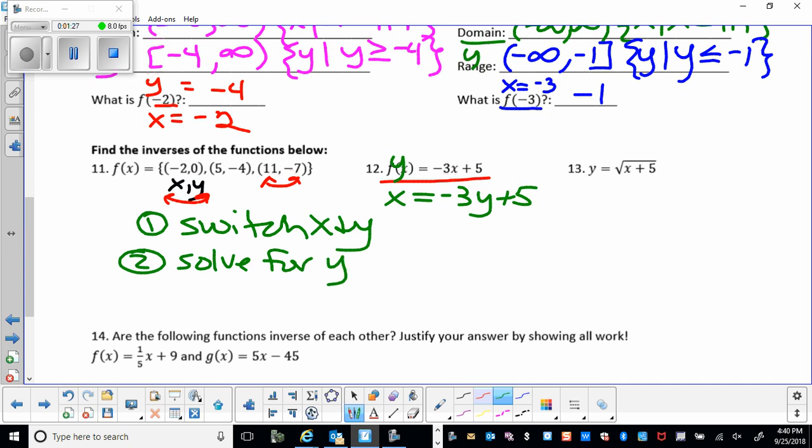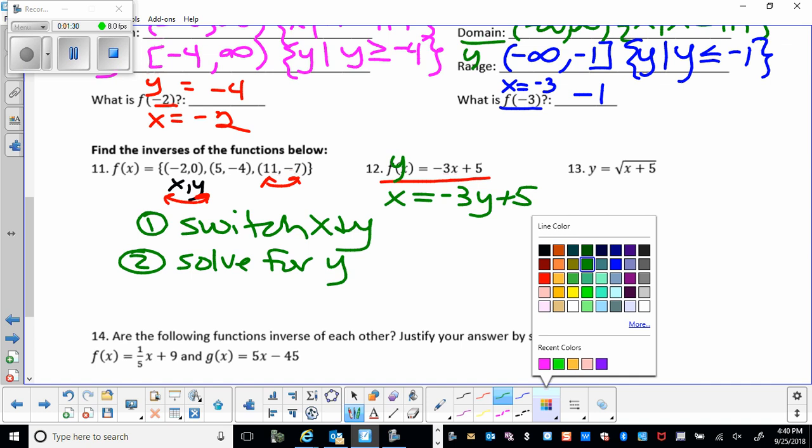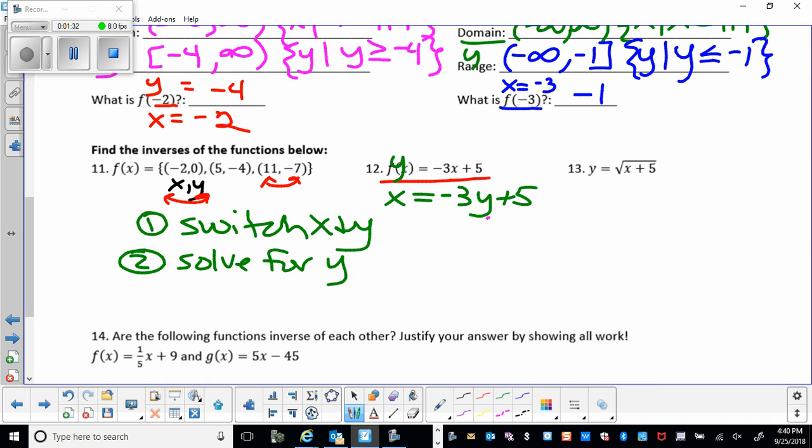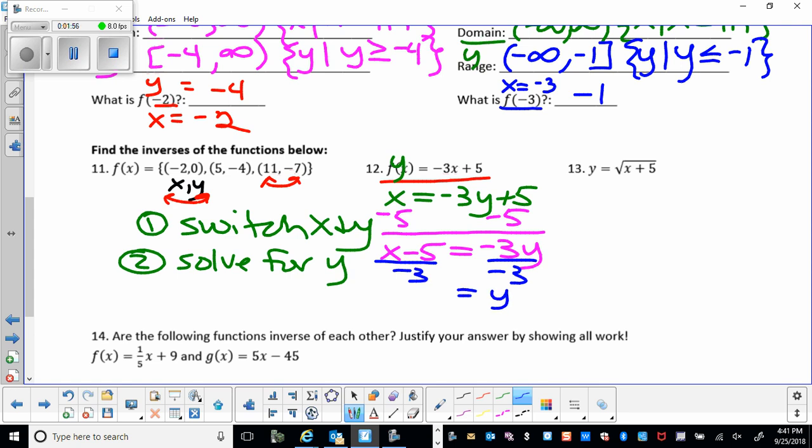I want to get the y by itself. So here I go. I'm going to subtract 5. So I have x - 5. You cannot combine those, and you don't end up multiplying. Then I'm going to get rid of the -3 by dividing everything by -3. So I get y equals (x - 5) all over -3.